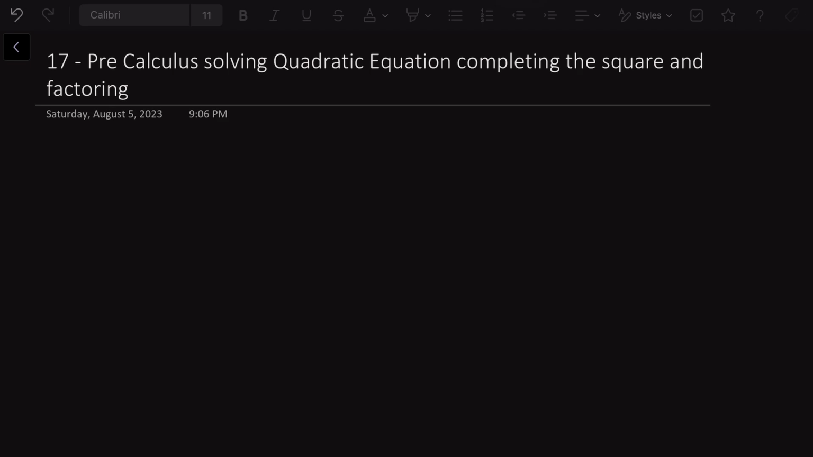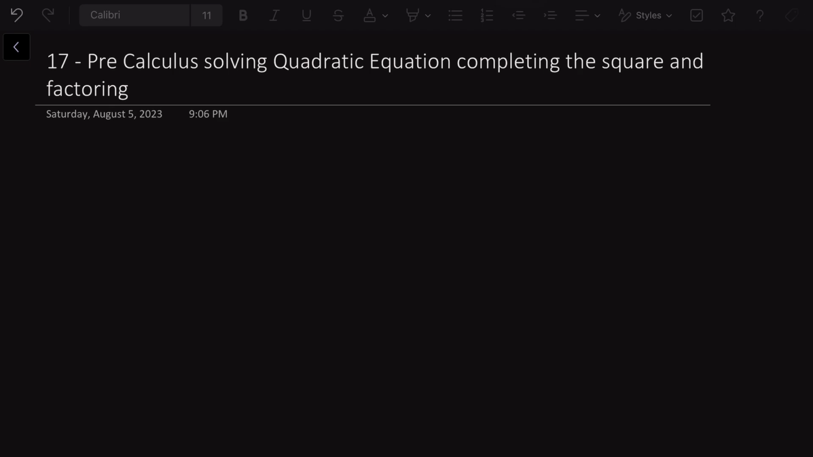So usually, first thing you try to factor the equation because that's the easiest way. And then if this doesn't work, then we're gonna have to look for other methods like completing the square or using the quadratic formula, which we're gonna go over in a future video. So we're gonna start off first with solving the quadratic equation by completing the square, right?